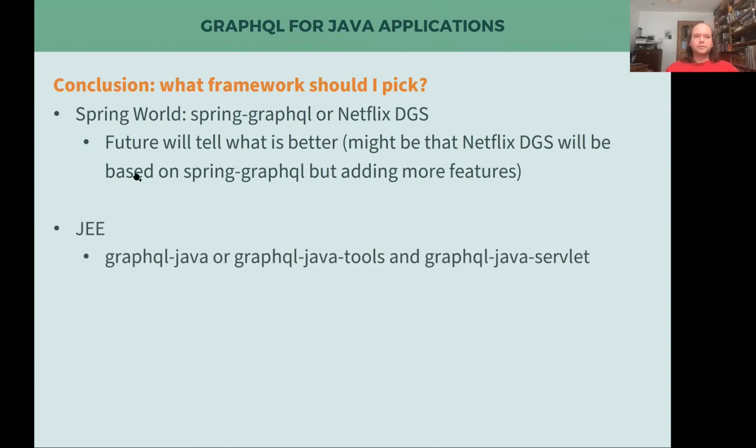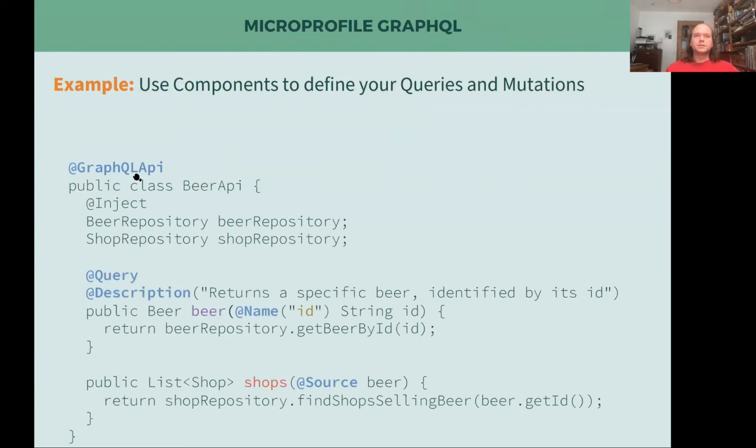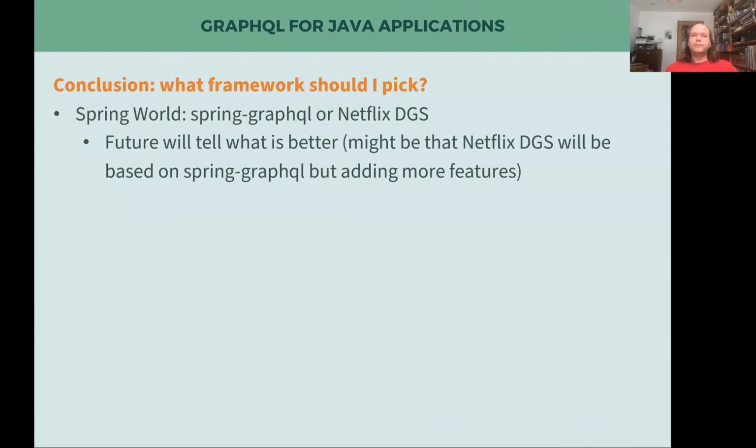I think we were on this page. So we have seen four or five frameworks now, and now the question is, what should you use? I think if you're using Spring Boot, plain Spring, the best way would be to go with Spring GraphQL or Netflix DGS. I think they are the simplest ones, and I think Spring GraphQL will be in a stable release very soon. That won't take very much longer, at least.